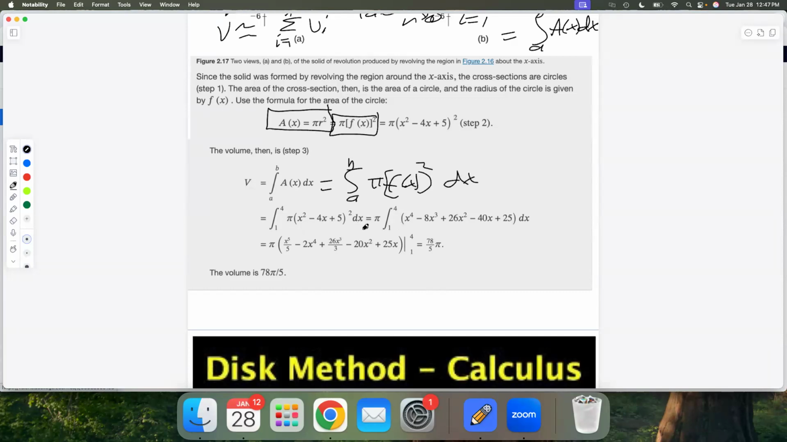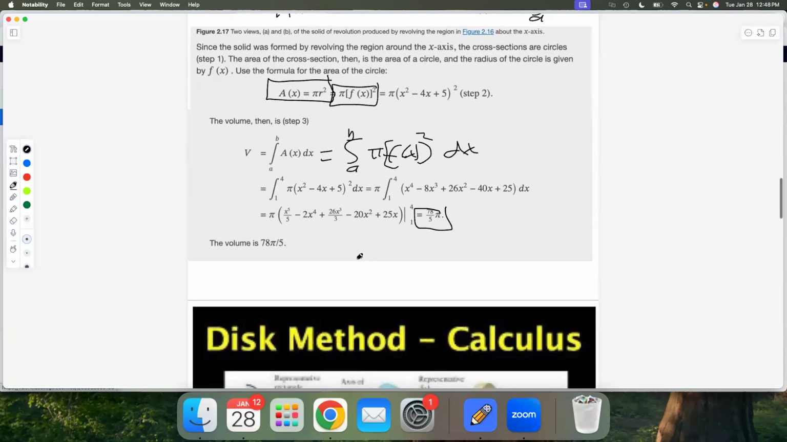So like you can work through all the details here yourself. Here's f of x squared, and they've gone through the trouble of squaring that out. Now we just integrate that. Again, you can check all these details. We're going to evaluate that integral from 1 to 4, and our final answer is 78 pi over 5.